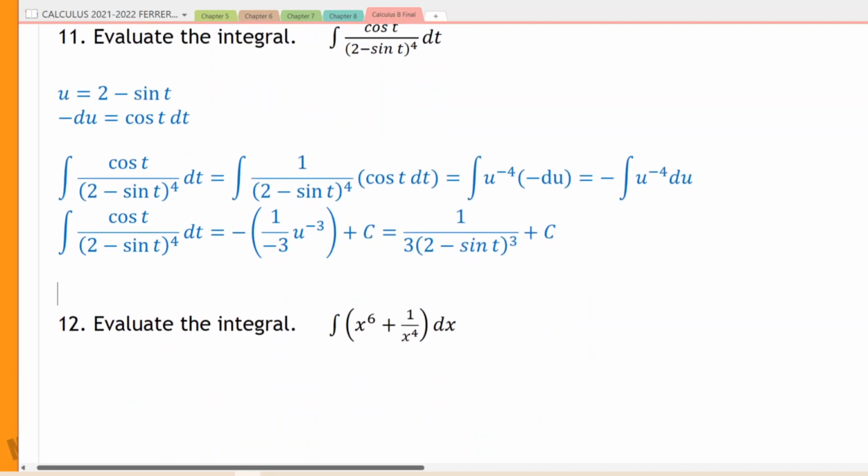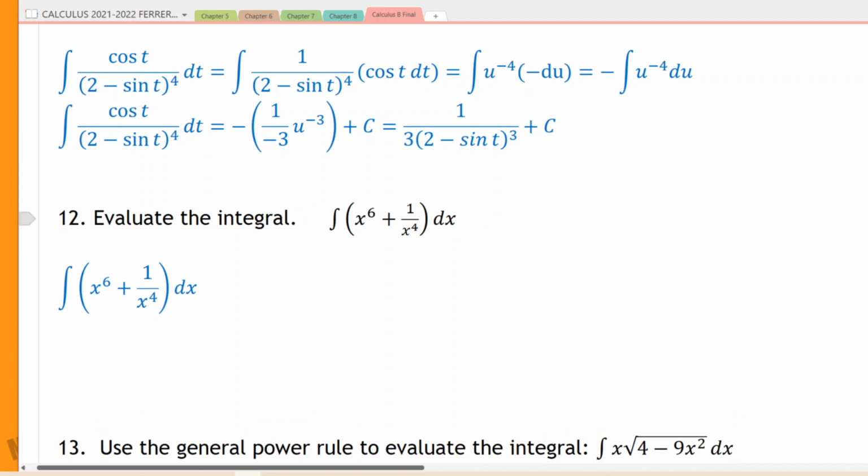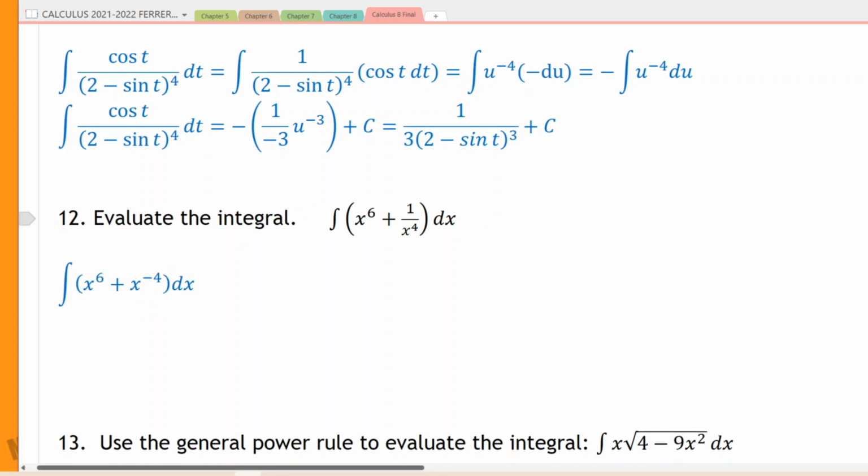Let's take a look at 12 now. We've got another integral. This one's a little bit easier. The 2 terms here are separated, so we can integrate each term separately. We'll turn that 1 over x to the fourth into x to the negative 4. And now we're ready to apply our power rule.